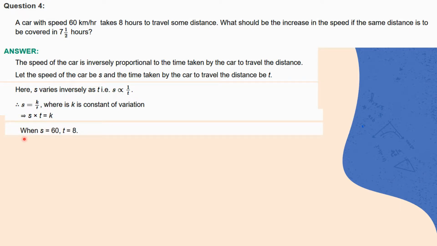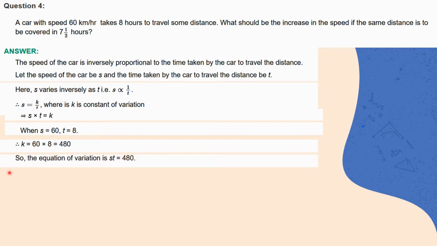Now in the question it is given when the speed is 60 kilometers per hour, the car takes 8 hours to travel. So when s is 60, t is equal to 8. Now we substitute the values of s and t in your equation of variation to find out the value of k. So we have k is equal to 60 into 8, which is 480. So the value of the constant of variation k is 480. And the equation of variation will be s t is equal to 480.